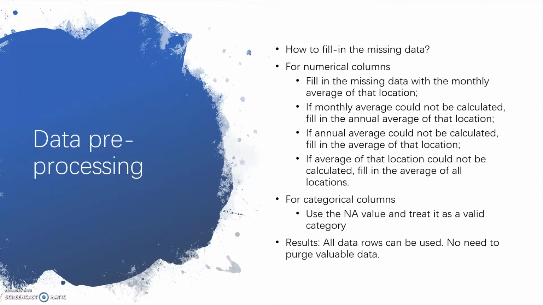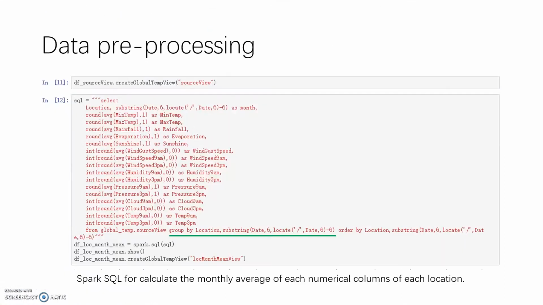If the average of a certain field regarding the related location is not available, which could happen if all the values regarding the location are missing, the average of all the values of all locations is used. For categorical data columns, any missing field is filled in with an NA string and treated as a valid category. The above operations result in all data rows being usable for prediction. Loss of any useful data is prevented effectively.